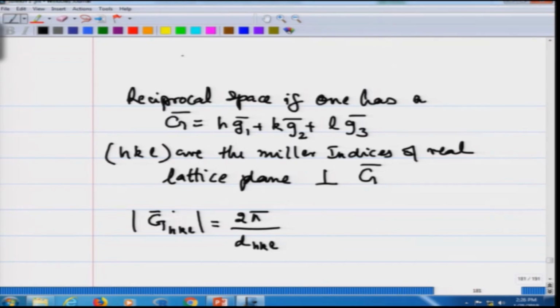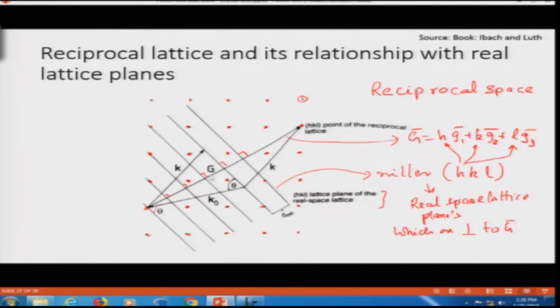If I go back to the slide once again, this is your reciprocal lattice vector which is characterized by components H, K and L, and these give the lattice planes whose Miller's indices are also H, K and L. Now, all these parallel lattice planes which are perpendicular to G have the same Miller's indices. The spacing between these lattice planes is d(HKL). These are the atomic lattice planes, this is in real space.